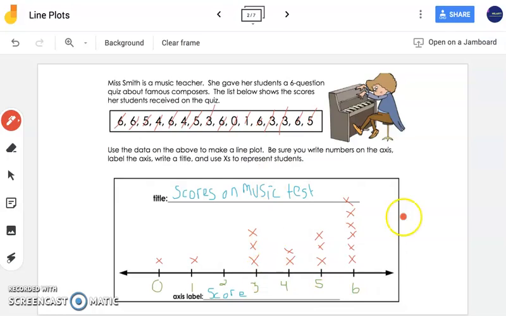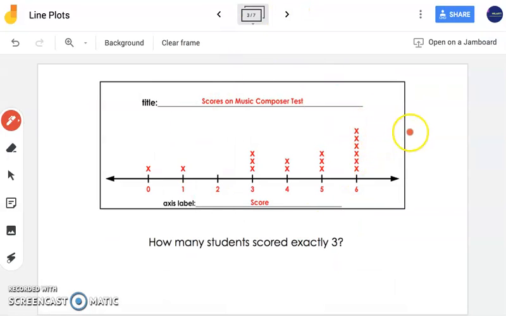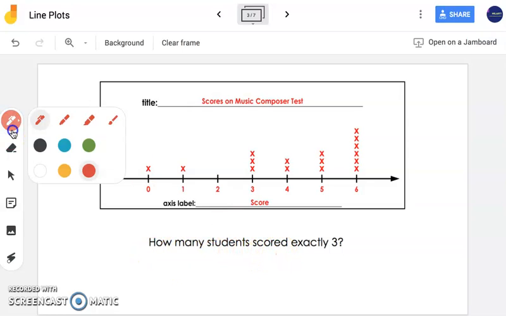It's much easier to see this in a line plot instead of a given chart. We are going to now use this line plot here to answer a series of questions. So notice here's the line plot again that was created. This is exactly what we did on the previous slide. And here my question says, how many students scored exactly 3?